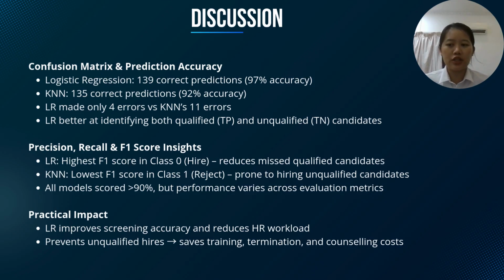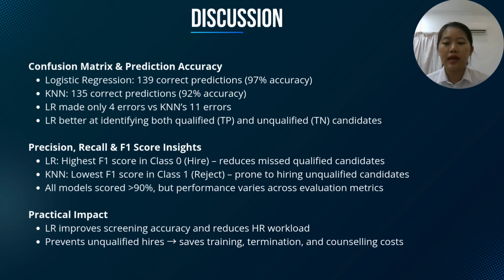Next, we move on to the discussion. Among these algorithms, logistic regression stands out the best, with 139 correct predictions out of 146 cases. That is 126 true positives and 16 true negatives, with only 4 errors overall. In contrast, KNN has 135 correct predictions with 125 true positives and 10 true negatives, but it made 11 errors, including 7 false rejections of qualified candidates.